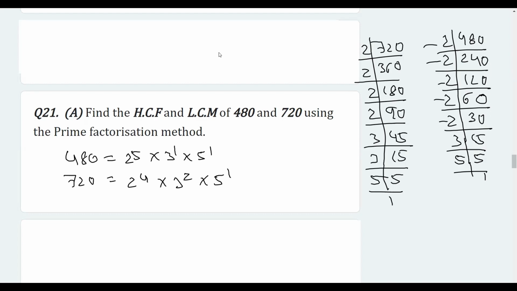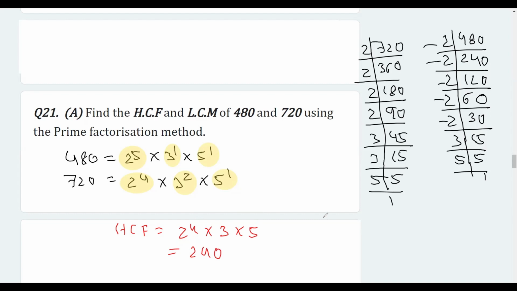Now, for finding the common factors between these two, we have 2 raised to the power 4 common, 3 raised to the power 1, and 5 raised to the power 1. So therefore, the HCF of these numbers will be 2 raised to the power 4 into 3 raised to the power 1 into 5 raised to the power 1. 2 to the power 4 is 16, 16 into 3 is 48, 48 into 5 is 240. So 240 is the HCF.